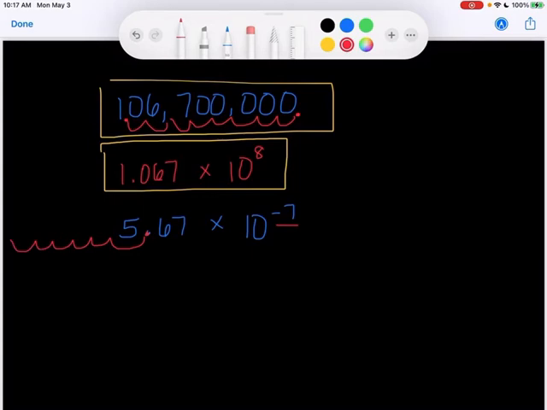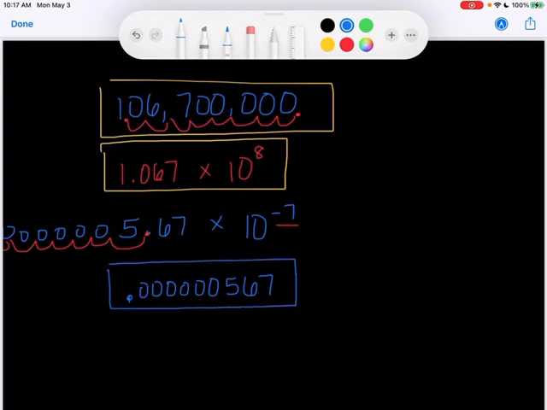Let's see, 1, 2, 3, 4, 5, 6, one more place. And for all of these spaces that you moved over, you would plug a 0 in here. So you can have a 0 in all these spots, so you're going to get 1, 2, 3, 4, 5, 6 zeros, 5, 6, 7, and then you're done. So 5.67 times 10 to the negative 7th is equivalent to this value right here. So again, if your exponent is negative in scientific notation, that means the actual value is very small. If your exponent is positive, that means the actual value is large.